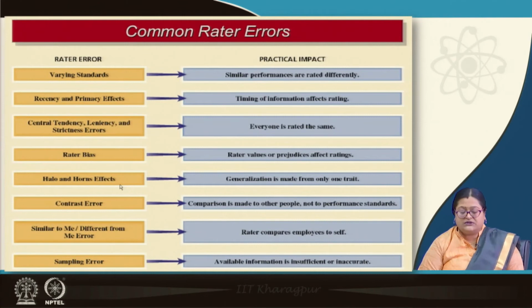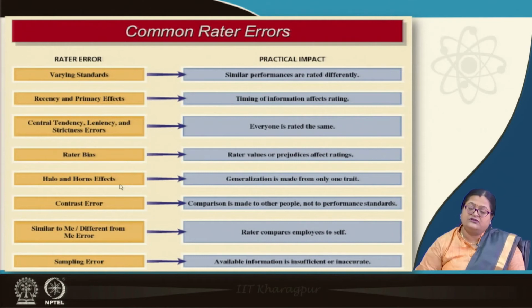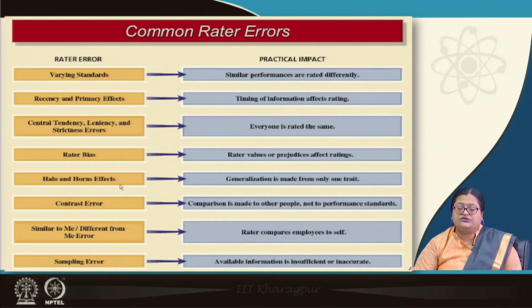which is not a very desirable thing. Contrast error is when you are compared with another person and not with the performance standards. Similar to me, different from me error is where the rater compares employees to self and tries to rate in that way. Sampling error is where the available information is insufficient or inaccurate to come to some conclusion about the employee's performance.